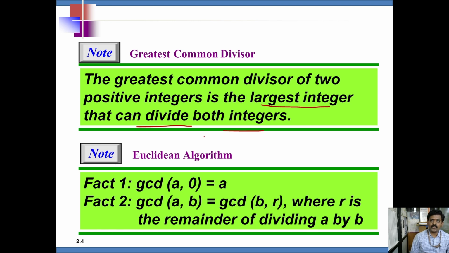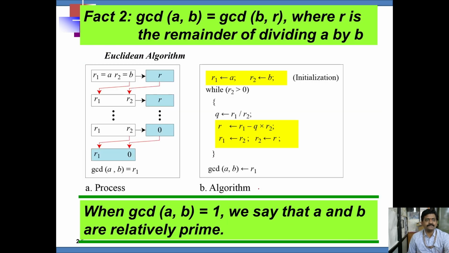There are two facts on which the Euclidean algorithm works. Fact one says the GCD of any number and 0 results in the same number, whereas the GCD of two numbers A, B results in the GCD of the second number and the remainder of A and B. So this is an iterative process of finding the GCD, wherein during each iteration we assign the B value to A and the remainder as B. So it's an iterative algorithm. Let us look at the algorithm.